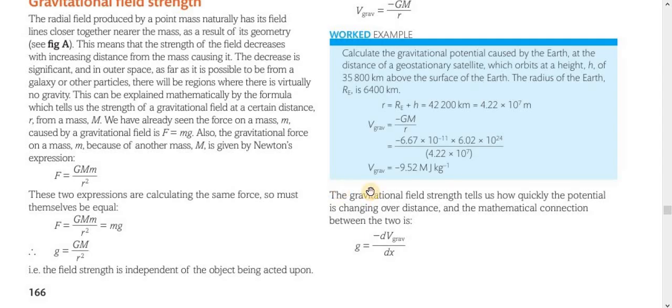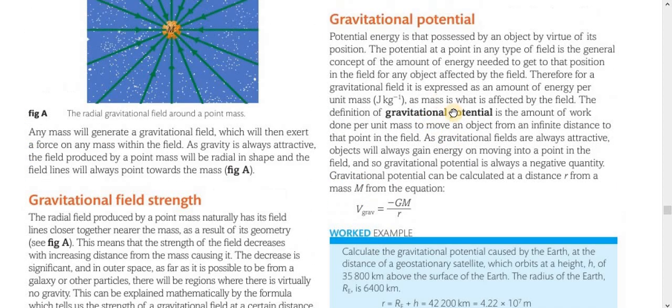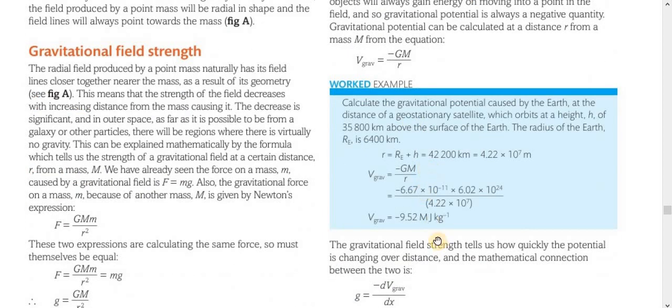Now remember, we told you before, gravitational potential is the energy divided by the mass. That's why it has the unit joules per kilogram. So the unit of gravitational potential is joules per kilogram.